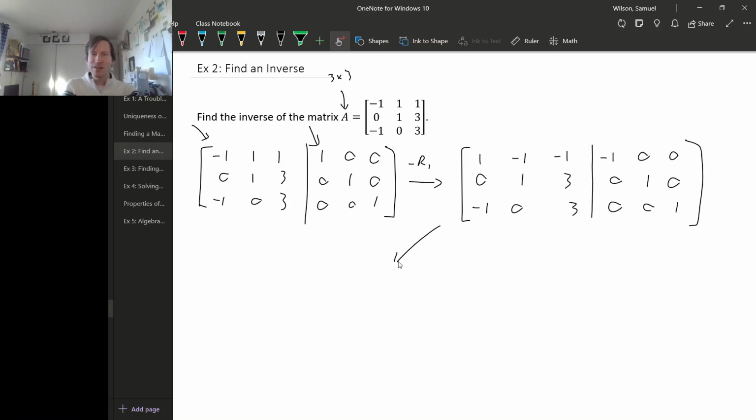Okay, now it looks like we need to take row 3 and add row 1 to it. So first row stays the same, 1, minus 1, minus 1, minus 1, 0, 0.